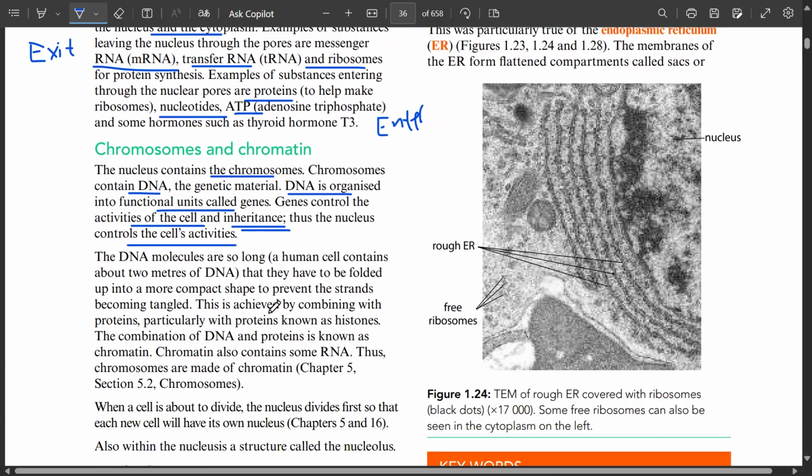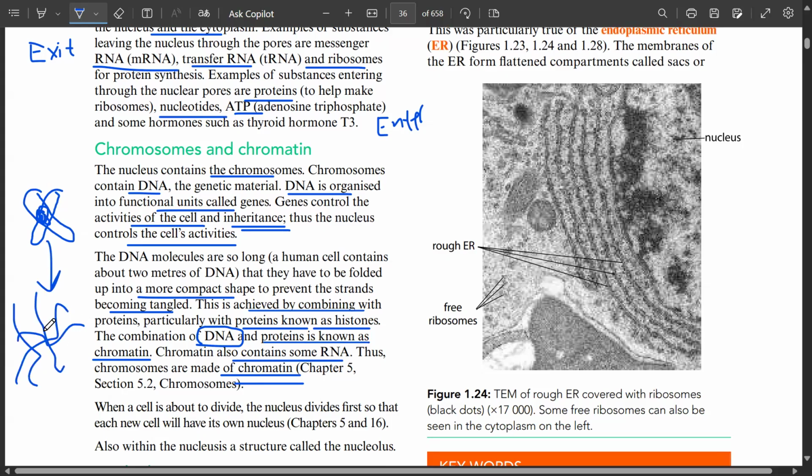The DNA molecules are so long that they have to be folded up into a more compact shape to prevent the strands becoming tangled. This is achieved by combining with proteins, particularly proteins known as histones, and the combination of DNA and the proteins is known as chromatin. Chromatin also contains some RNA, and we say that chromosomes are made up of chromatin. The difference is that chromatin is very clear when it is dense. This is what chromatin looks like. And when it becomes coiled, we call these chromosomes.